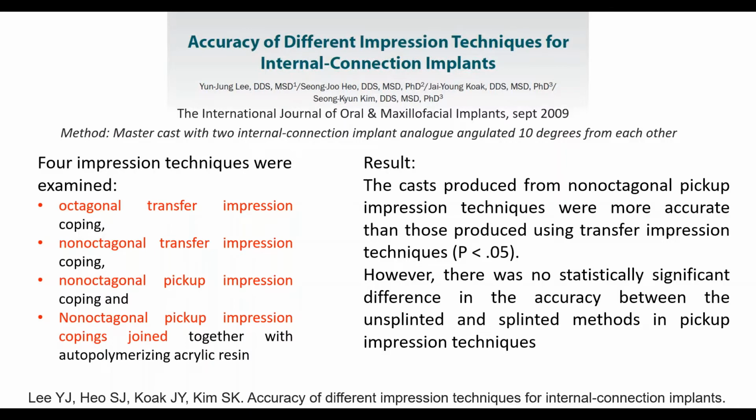However, they said that there was no statistically significant difference in the accuracy between the unsplinted and splinted implant. Here in the study, there are only 2 implants placed in the mandibular anterior region model, and the study shows that there is no difference between the splinted and non-splinted implant.